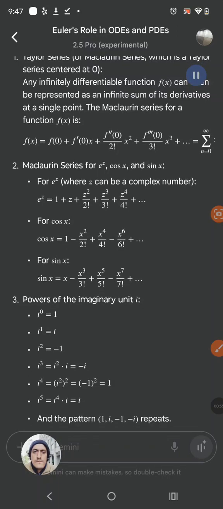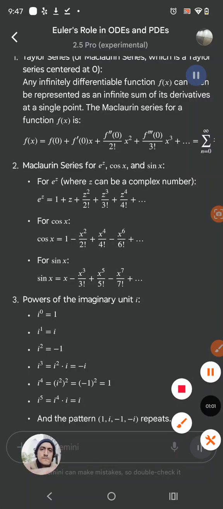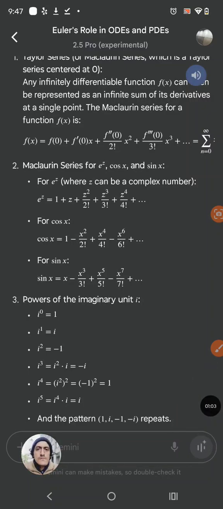2. Maclaurin series for e to the z, cos x, and sin x. For e to the z, where z can be a complex number. For cos x, for sin.